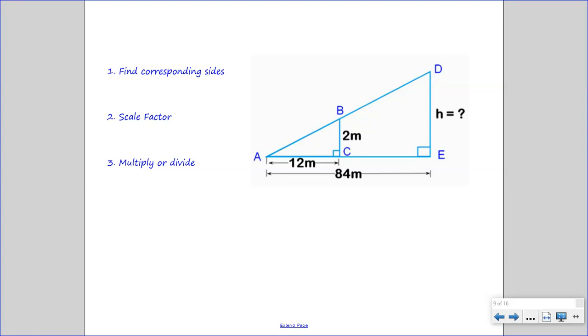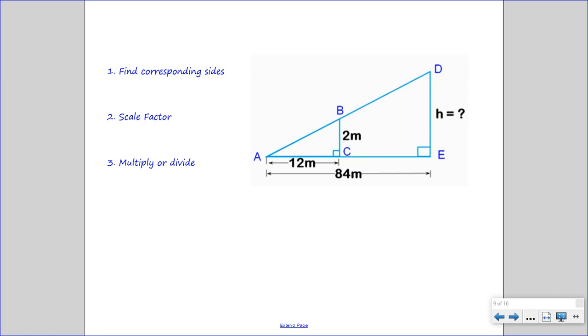Okay, so we're going to solve two examples of similar triangles, and then you are going to answer six little questions that involve application of similar triangles. But the process is very similar, no pun intended. So the first thing we need to do is find the corresponding sides. Then we're going to find the scale factor, and then we decide: do we multiply or divide based on what we see. So let's do this example, and hopefully you follow very easily.